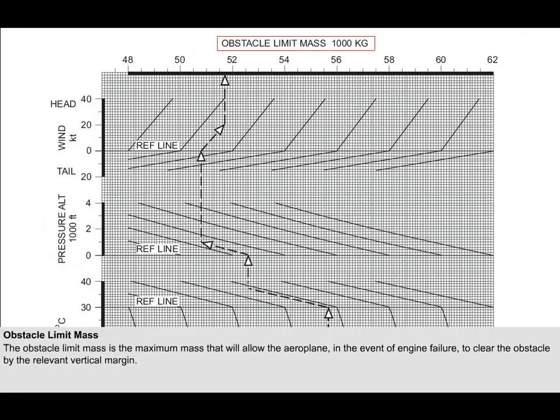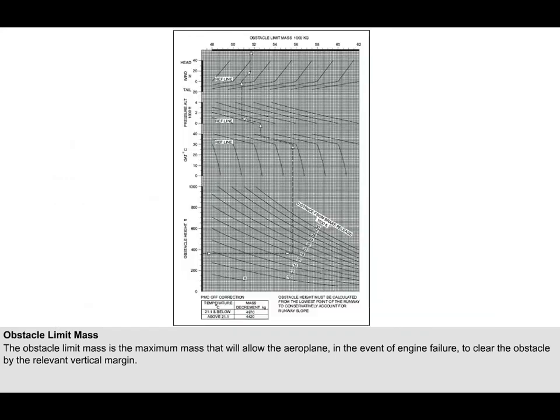These tables or graphs will produce a mass. This mass is called the obstacle limit mass. It is the maximum mass that will allow the aeroplane, in the event of engine failure, to clear the obstacle by the relevant vertical margin. The obstacle limit mass graph shown on screen is found in CAP 698 on page 36 of section 4. We have already worked through this graph in the previous lesson.